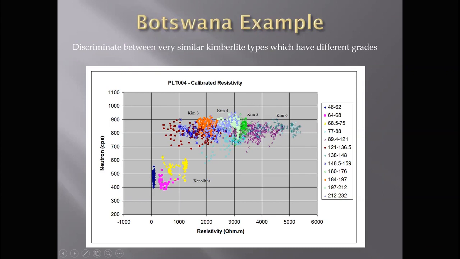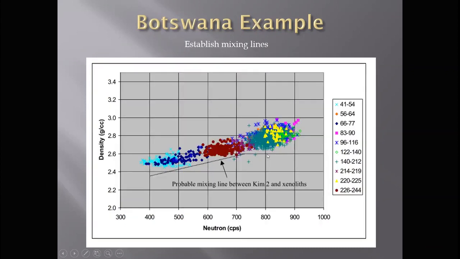And we can then take these graphs, create a mixing line between here and xenoliths over there. So these are mudstones and basalts, and these are sandstones. And we create a mixing line, and we can unmix it. We can say when we have 400 counts per second of neutron, that's 100% basalt. When we have 900 counts per second neutron, that's 100% of this kimberlite, and we unmix that thing. That's how we create those percentages.